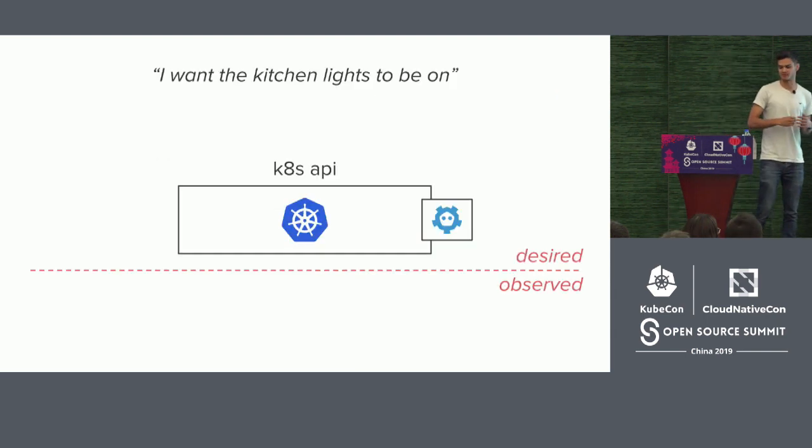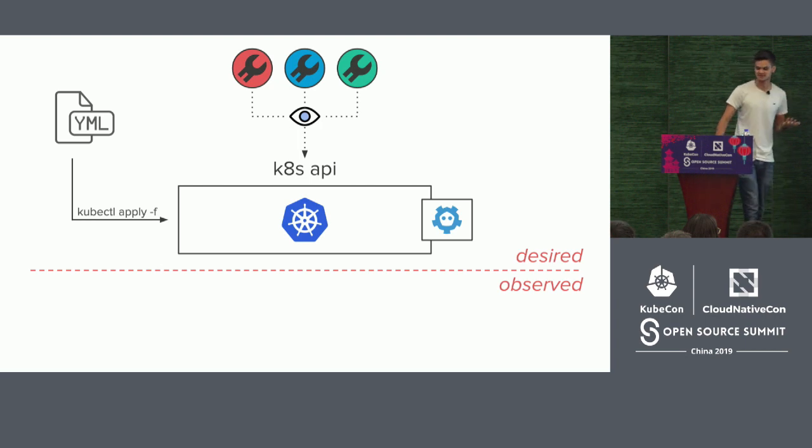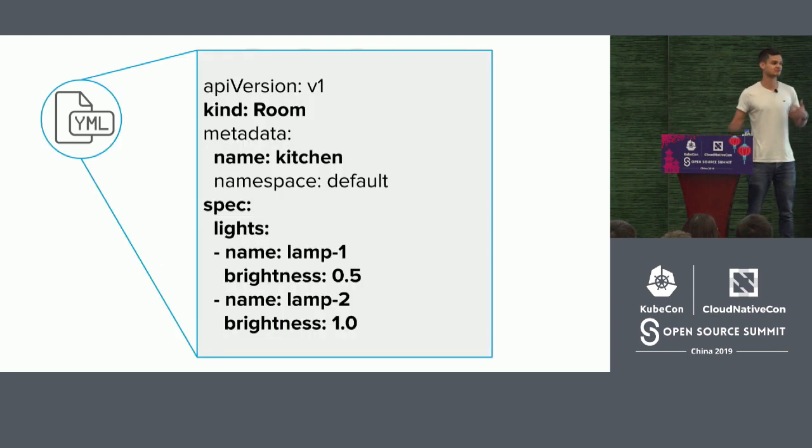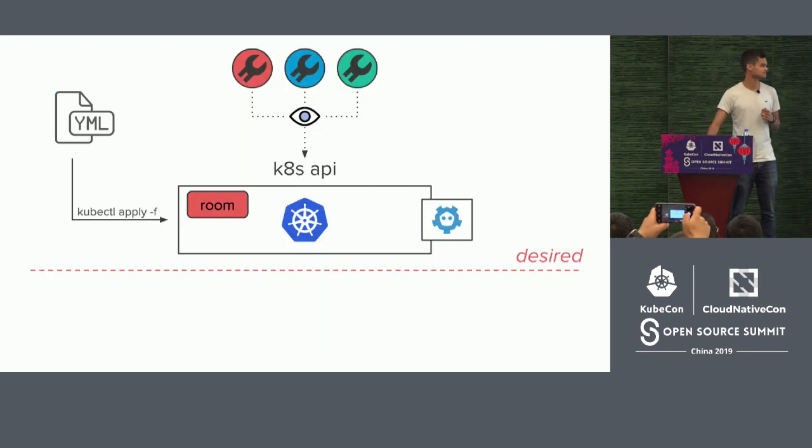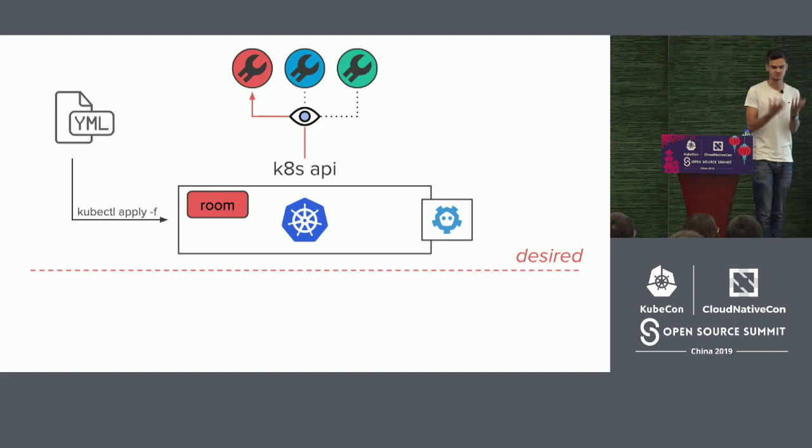So in this world, the user might express intent to the system, declaratively saying, I want the kitchen lights to be on. And so they could post this into the Kubernetes API, and they might have a resource that represents a room, for example. And I have the specification for what I want the desired state of the room to be in terms of the lights here. So you can see I want 2 lights to be on with different brightnesses. So that could be posted in, and we would have a controller, the team that's responsible for that, watching the API. It would be notified. It would start to reconcile that request.